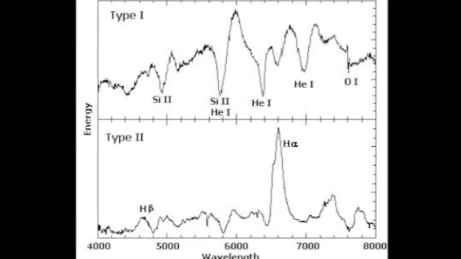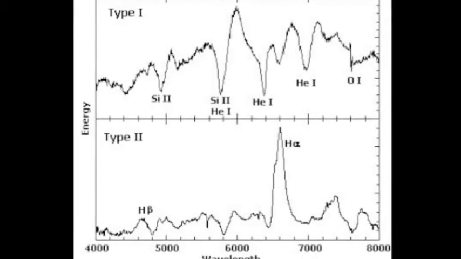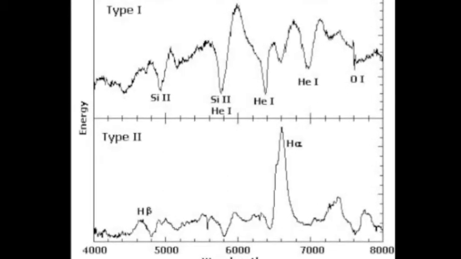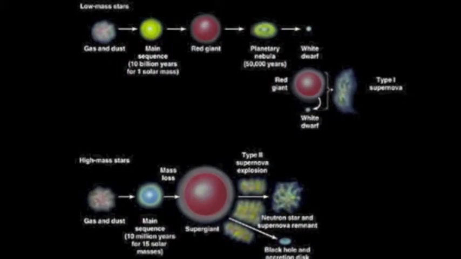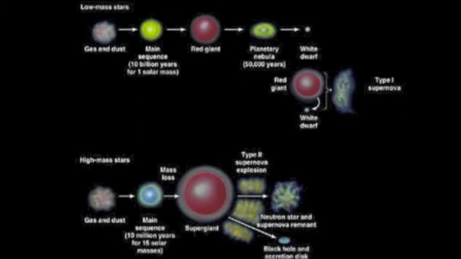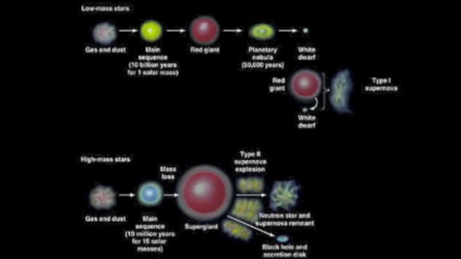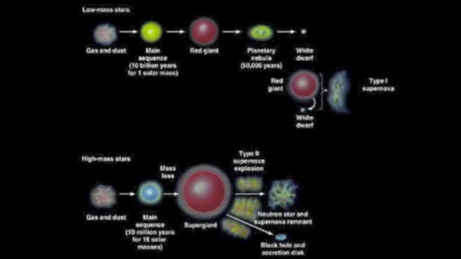The spectra of massive star supernova, on the other hand, contains prominent hydrogen lines because high-mass stars contain large quantities of hydrogen in their outer layers. All white dwarf supernovae are very similar in appearance because they always occur when a white dwarf is approaching 1.4 times the mass of the Sun. Massive star supernova, however, all look different because they occur in stars of different masses.